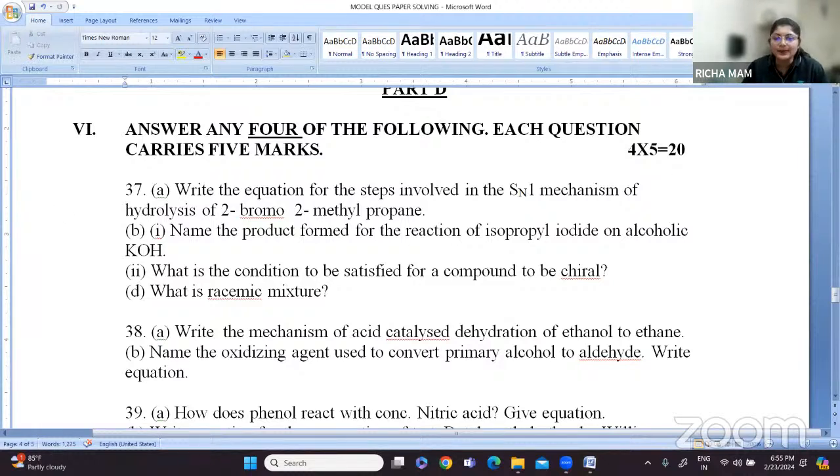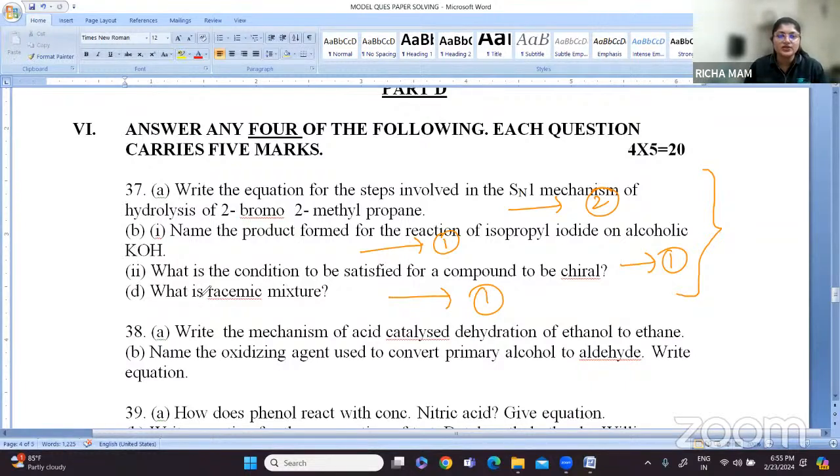Complete this question, and you will get 5 marks. Is it clear? For this part you will get 2 marks, this is 1 mark, and this is 1 mark. So like this, the question is divided.